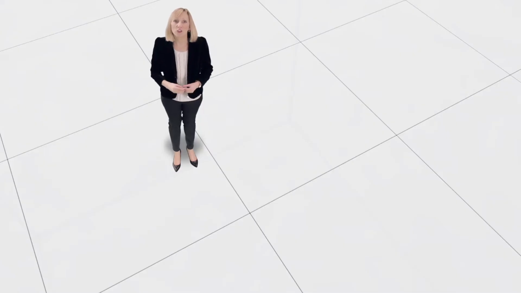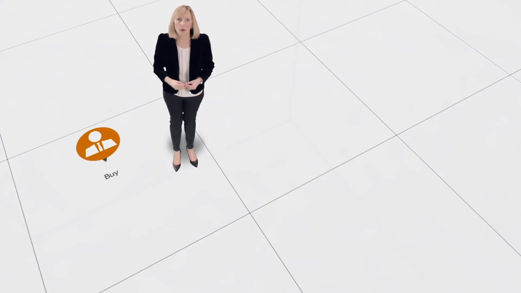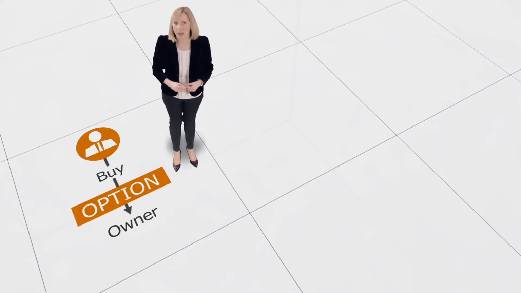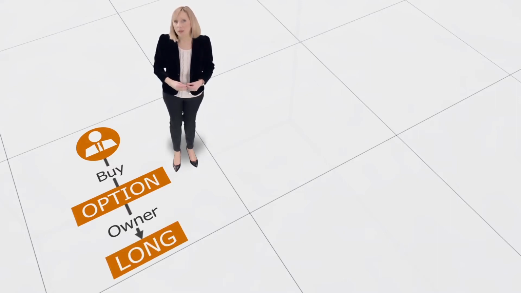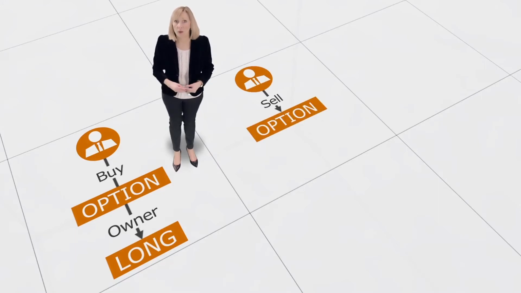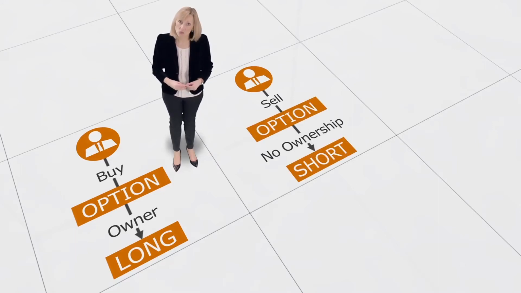So let's take a look at trading options. When you purchase an option, you're the owner of that contract. You're therefore said to be long. Being long simply means that you own something. When you sell an option, however, it means that you're short or you don't own that contract.